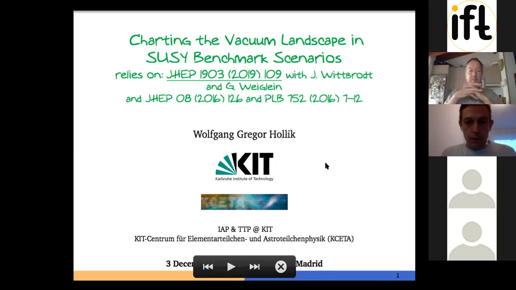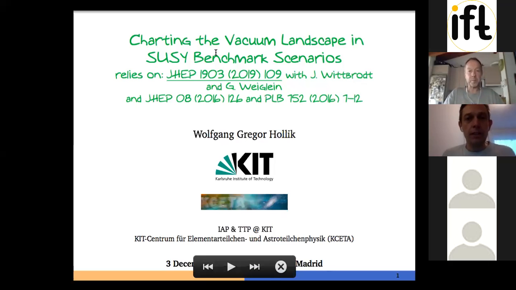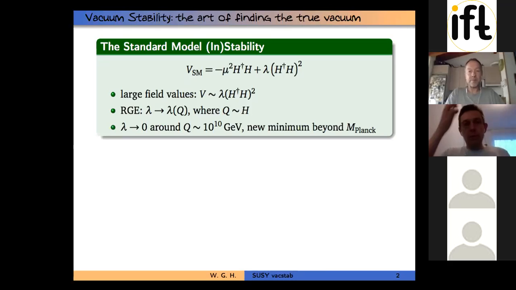So I'm going to talk about vacuum stability, and here I want to chart the vacuum landscape in SUSY benchmark scenarios. This is basically what we did in this work. And first of all, I want to give a brief introduction to vacuum stability and what is the difference in extensions of the standard model compared to the standard model.